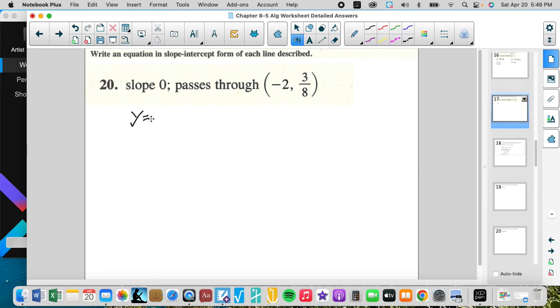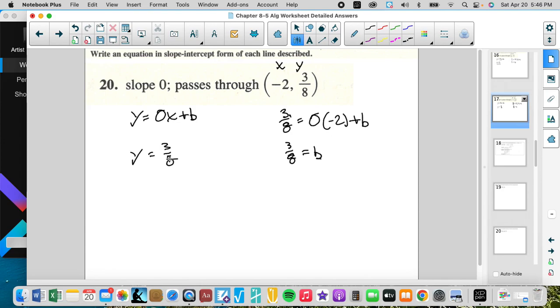Y equals 0x plus b, same thing, x y, 3/8 equals 0 times negative 2 plus b, 3/8 equals b. So we would have y equals, this is going to cancel out, 3/8 would be our answer. Was an interesting tale there.